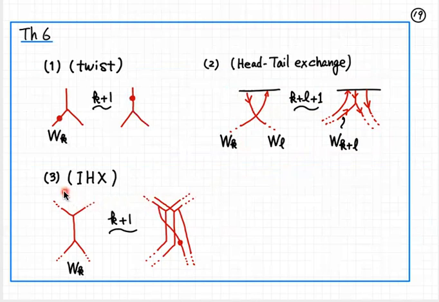So move three is called the IHX move. Here is the I shape part of a WK tree. Then we have something like an X shape and an H shape of WK tree, up to WK move, K plus one equivalence.